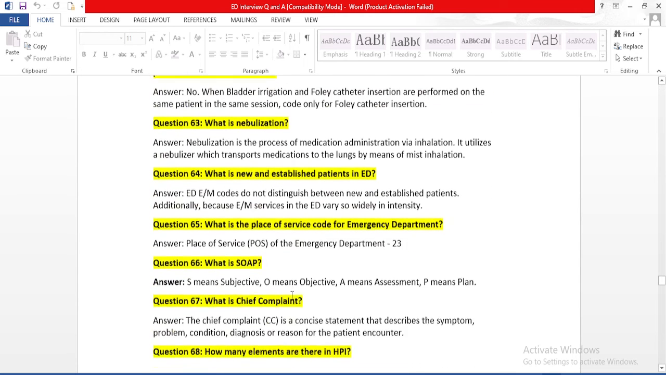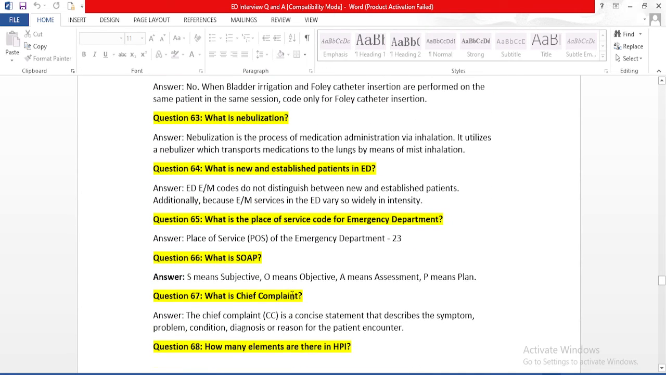So next question, what is nebulization? Nebulization is the process of medication administration via inhalation. It utilizes a nebulizer which transports medication to the lungs by means of mist inhalation. Next question, what are new and established patients in the ED? Basically there is no difference in the ED regarding new or established patients.